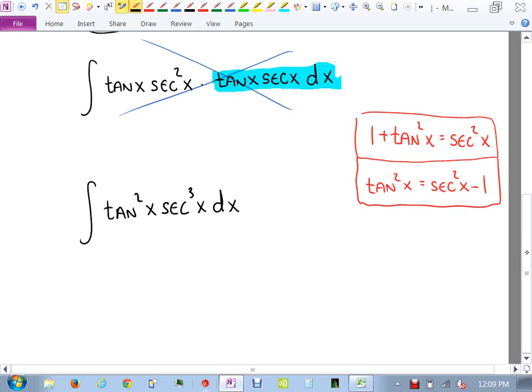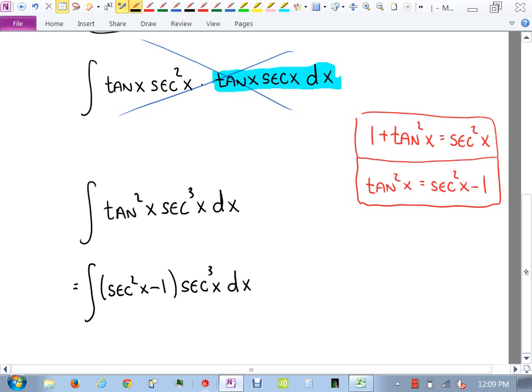So which one would you like to use a Pythagorean identity to try and rewrite one of these? You want to try the tangent squared? Tangent squared would turn into what? Secant squared x minus 1. So we have secant squared x minus 1 secant cubed x dx. And you could distribute the secant through, couldn't you?